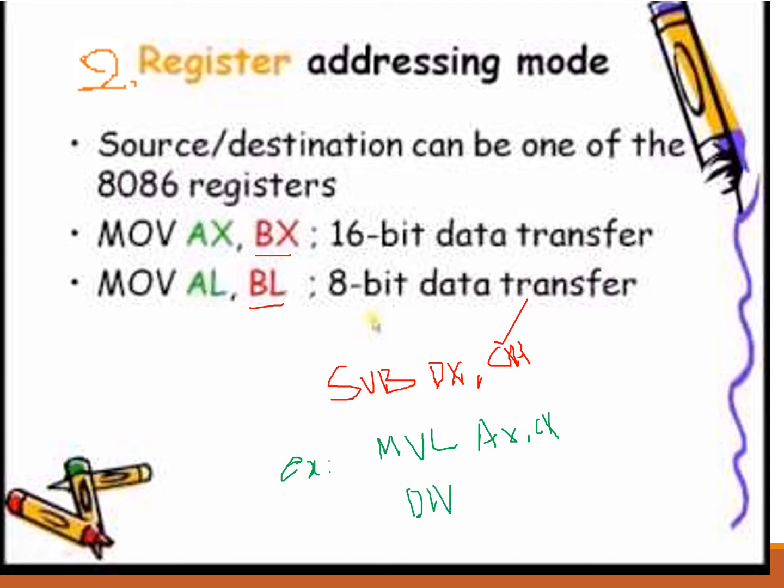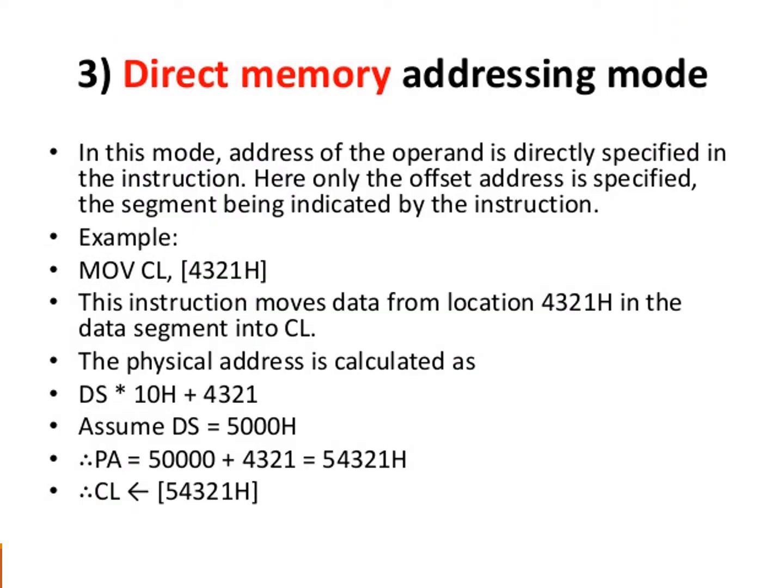But make sure that the operands which we are using in the instruction for data storage must be register only. So likewise you can write any number of examples. Okay, let us move to the next addressing mode, that is direct memory addressing mode.